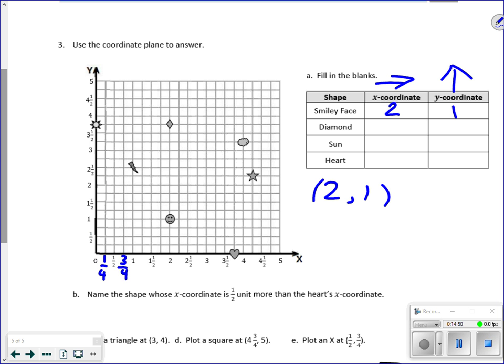3/4. And then 4/4, which is 1. This is what we did yesterday. You remember when I said this number line thing and then being able to figure out what the hashes are? All of that leads into being able to figure out the hashes for your x and y coordinate.